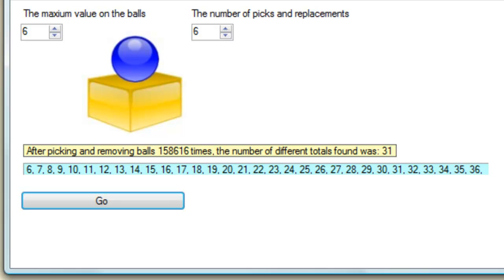Right, let's play with this a bit more. What about if the number of picks was not 6, but 7? Would you like to pause the recording and see if you can predict what the answer should be?